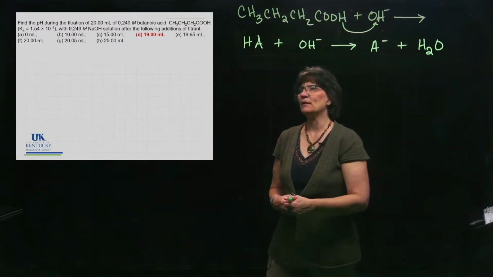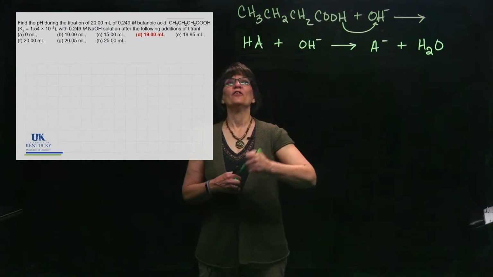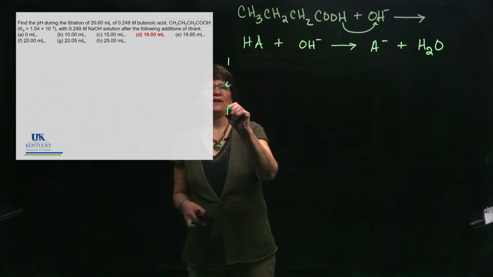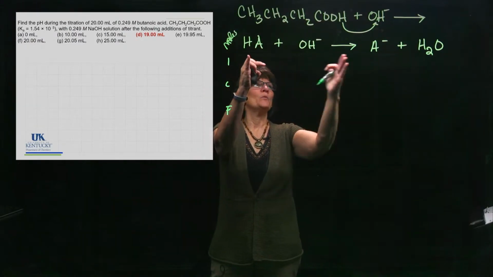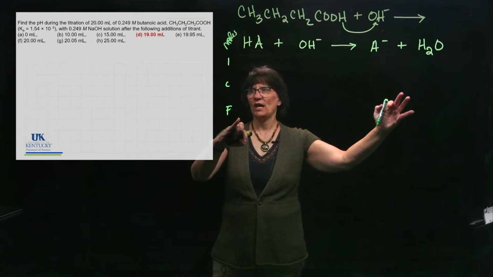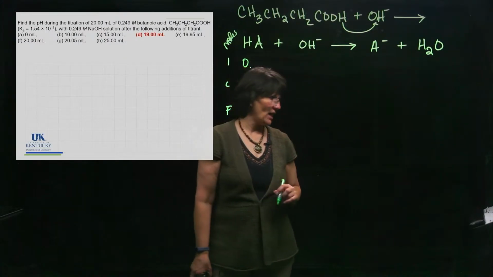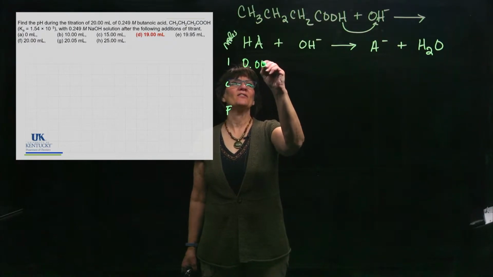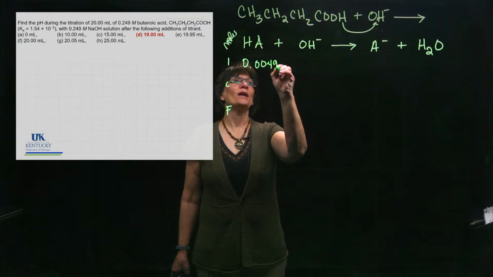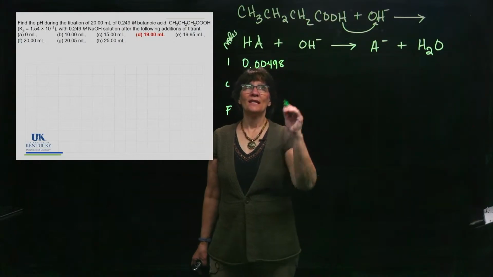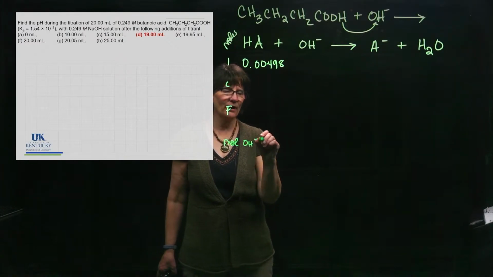So at 19 milliliters, start the problem exactly the same way, filling in an ICF table, putting moles into the table because the one-way reaction goes to completion, not to equilibrium. The value for the moles of HA, we keep on using the same number because that is not changing, 0.00498.